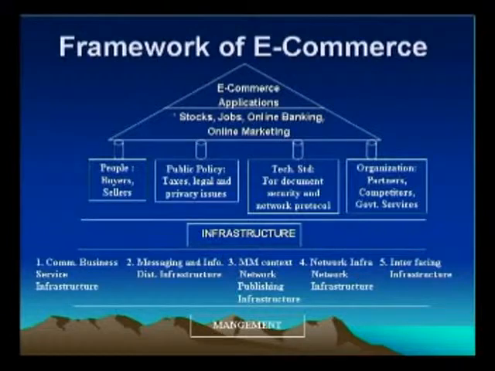Second one, messaging and information distribution infrastructure. It can be used with the help of EDI and email for message sending, or for sending data from one system to another system. The third one, we can call the multimedia content and network publishing infrastructure. It can be used by a particular type of application. Say for example, it can be used for multimedia animation, or for a certain type of application. The fourth one, network infrastructure.